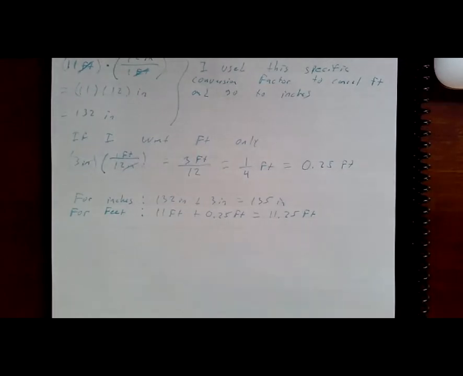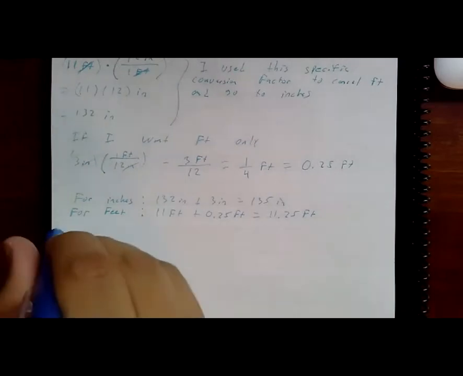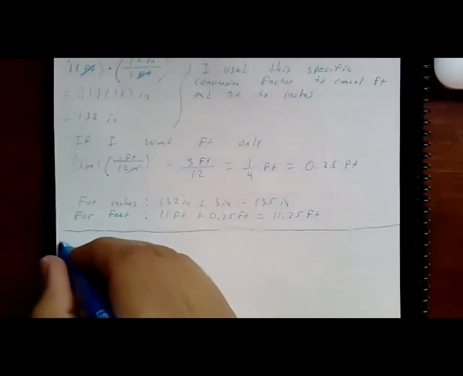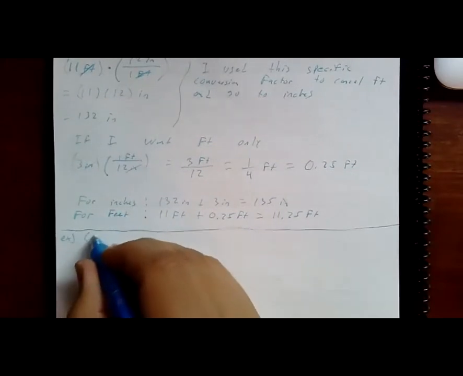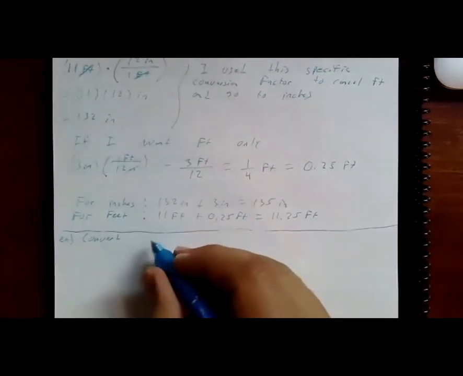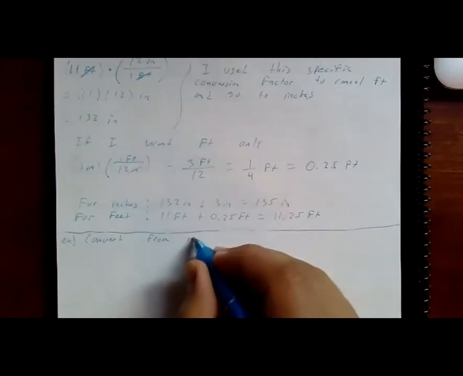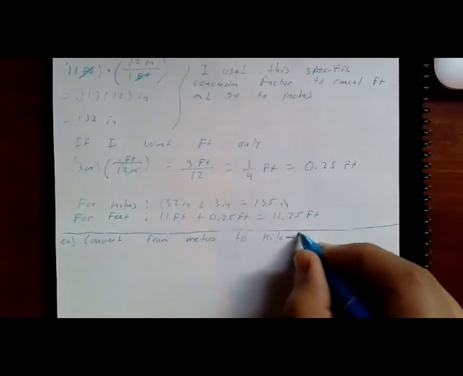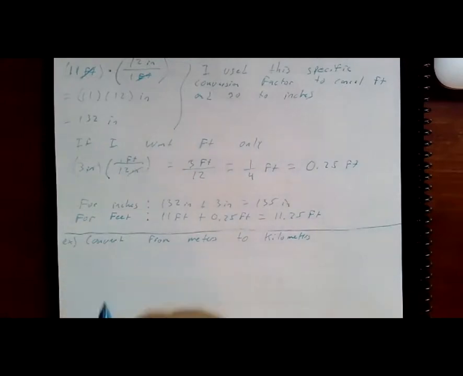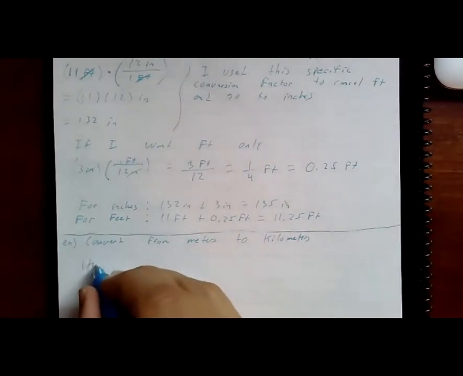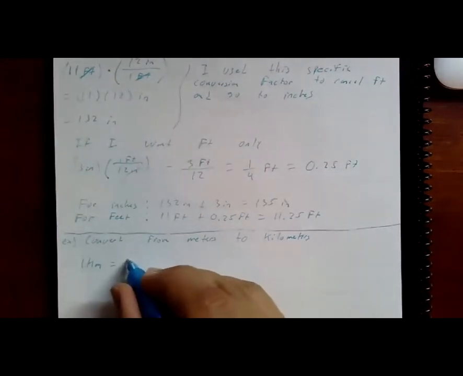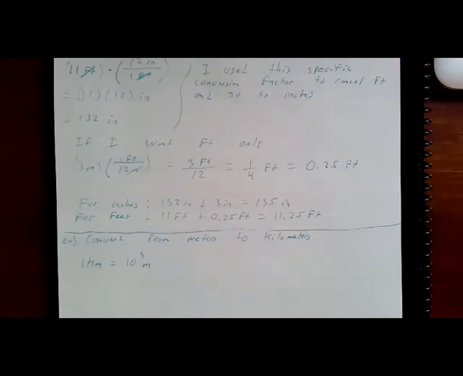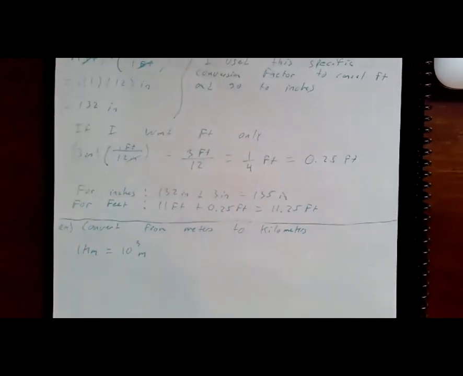So that was feet and inches, stuff we should already know. Now convert from meters to kilometers. The thing that we need to know is that 1 kilometer is equal to 10 to the third meters, right? Because we know what the k does. My k's look weird, but just remember, it's supposed to be a lowercase k.